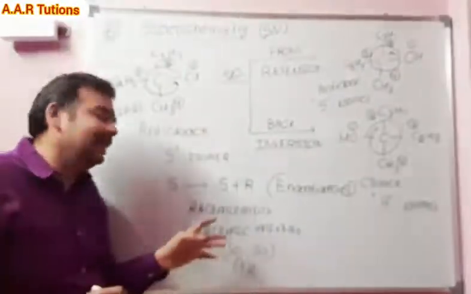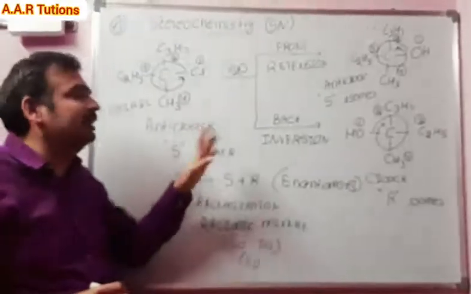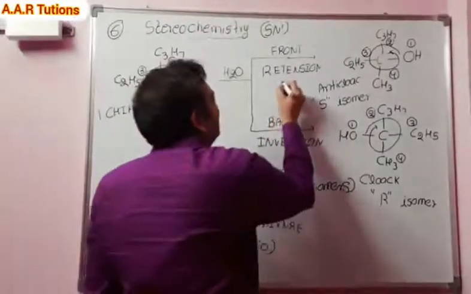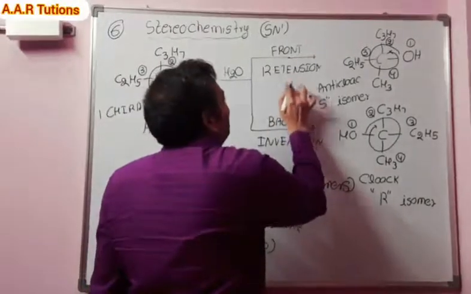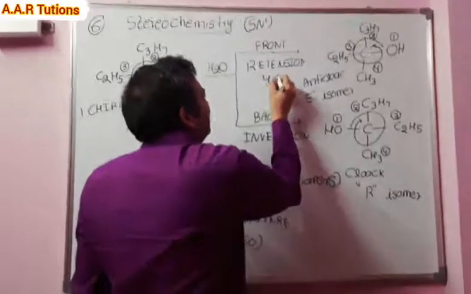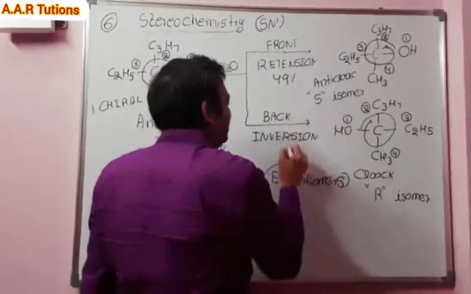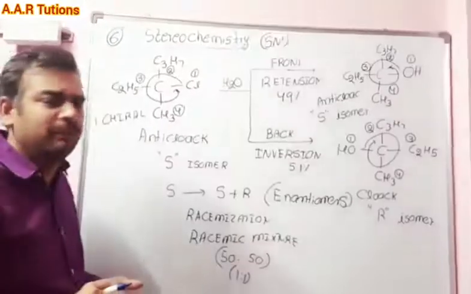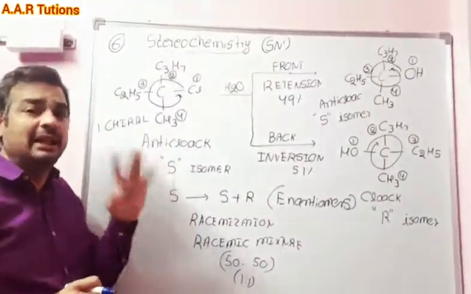Now theoretically, as I told, in the racemic mixture we will get a 1:1 ratio, but practically the retention isomer is less than 50 and the inversion isomer is more than 50. Let us say this is 49% and this is 51%. Practically this is not a 1:1 ratio, but still we can call it a racemic mixture.